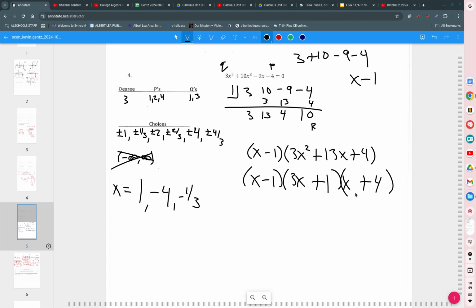Finally, just to let you guys see, I have 3 solutions which matches with that. And the 1 comes from there, the negative 4 comes from there, and the negative 1/3 comes from there.